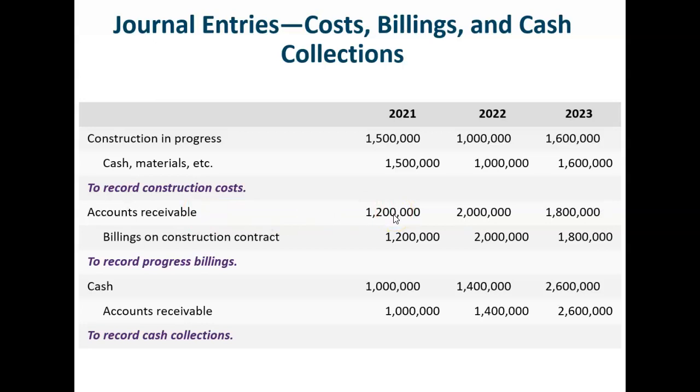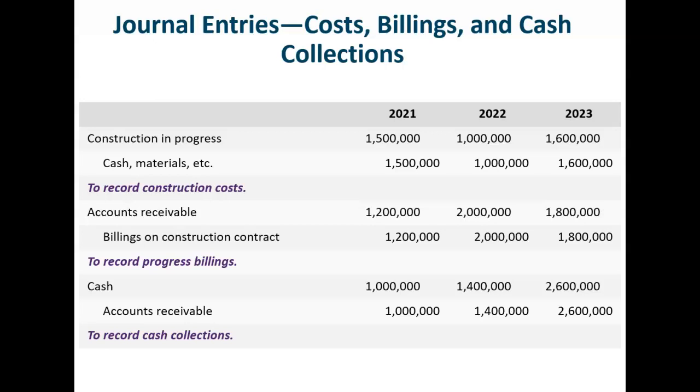So as a natural result of recording these journal entries, Harding's balance sheet will show accounts receivable as a current asset and will show either a contract asset for construction in progress in excess of billings, and that's if CIP is greater than the billings on construction in progress, or it will show a contract liability for billings in excess of construction in progress, and that's if these billings are greater than the CIP.